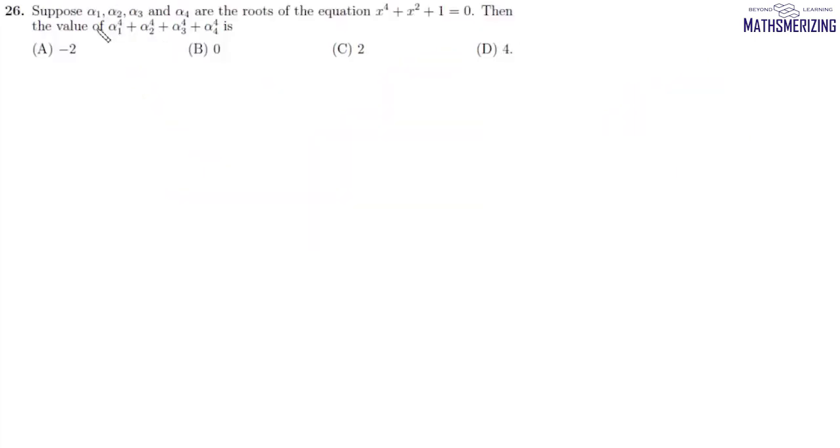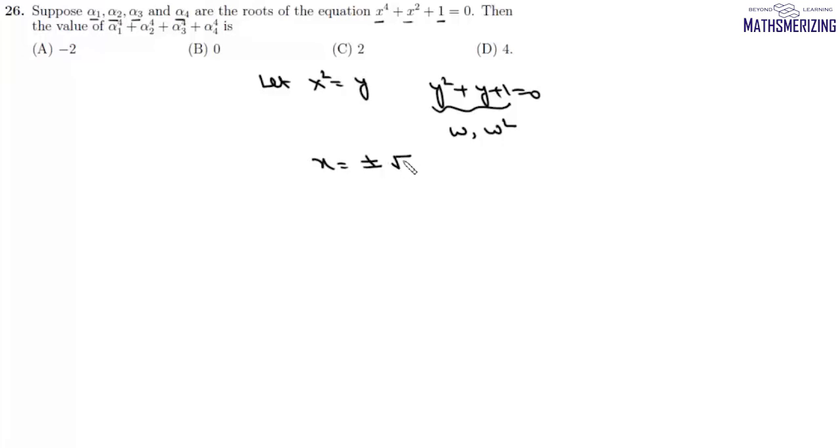Now question number 26 is, suppose alpha 1, alpha 2, alpha 3 and alpha 4 are roots of the equation x to the power 4 plus x square plus 1 equals 0. So what we'll do is, we'll let x square be some y, we'll get y square plus y plus 1 equals 0. Now we know that for this equation, roots are omega and omega square. So that means the 4 values of x will be plus or minus under root omega and plus or minus under root omega square, which is plus or minus omega.